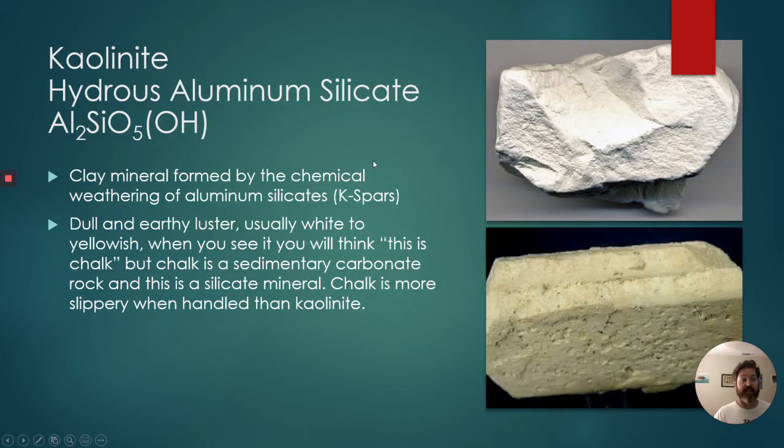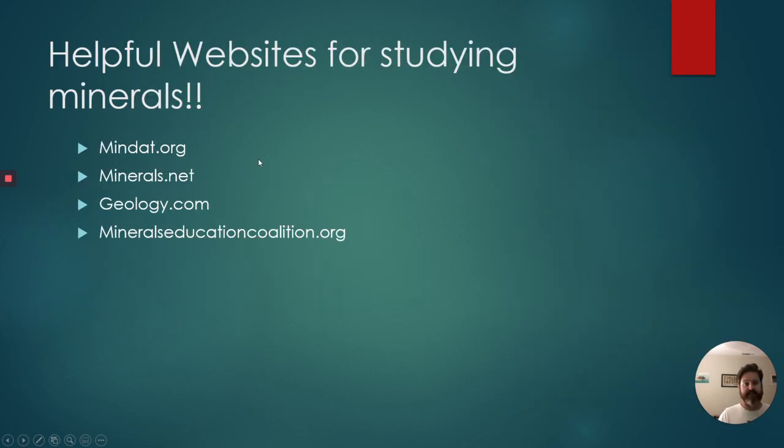Kaolinite, hydrous aluminum silicate. This is a weathering product of the feldspar group. These are clay minerals. You'll see them in soils. You'll see them all over the place. It kind of feels like chalk, except chalk is calcium carbonate. We'll get into that in sedimentary rocks, but as you can see here, it's white. It'll streak off. It'll powder on your hands, and you can see that white powder. It's very similar to chalk, but chalk is calcium carbonate, and this is a silicate.